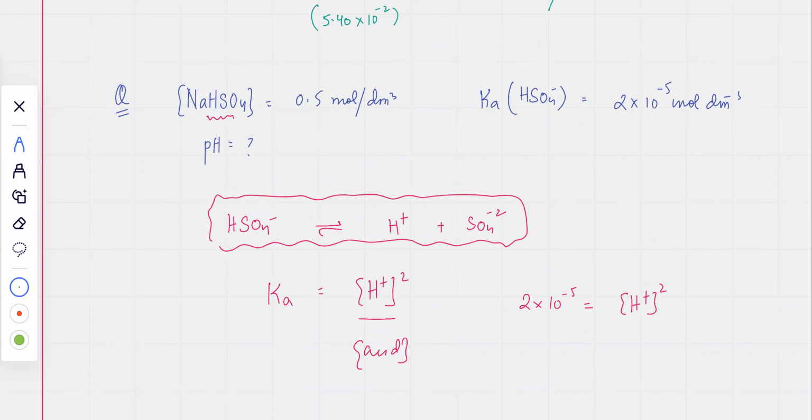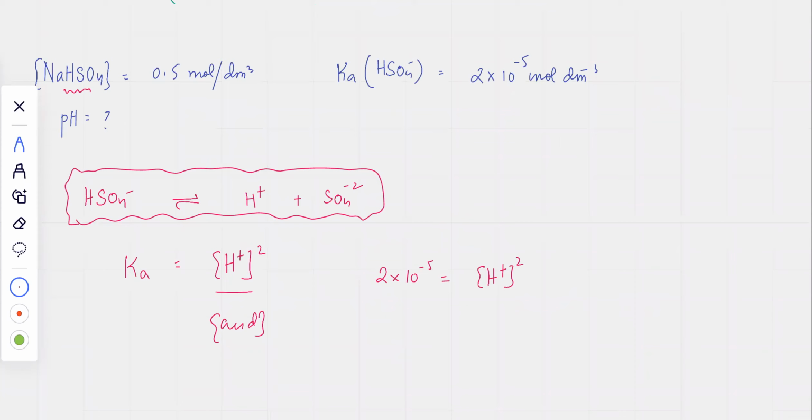Is this clear? So if I express the equilibrium constant for acid dissociation, it's going to be H+1 concentration into SO4 minus 2 concentration, and that would be divided by HSO4 minus 1. Is this clear?